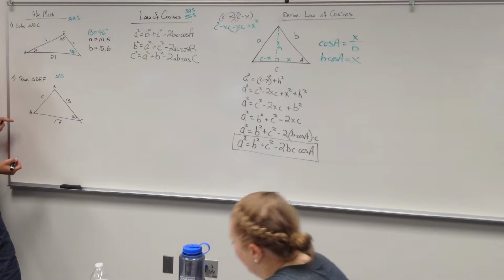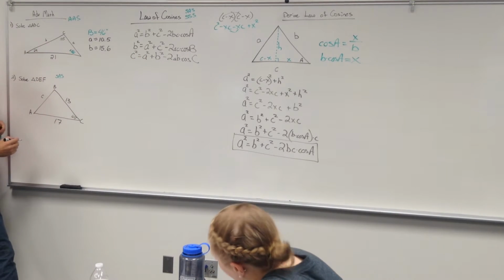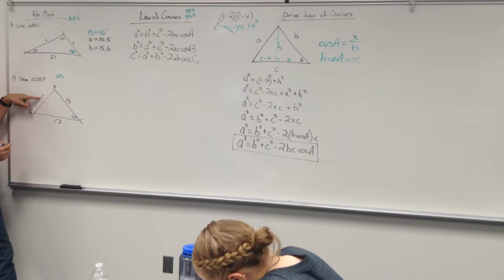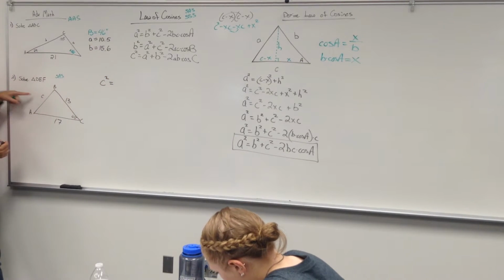13. Yep. So, 7. How am I going to write this? We're doing the bottom of c squared. Is this what we want to solve for first? Yeah, little c. Okay. So c squared equals.